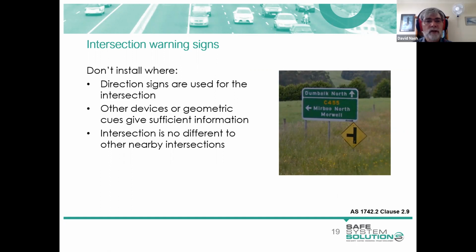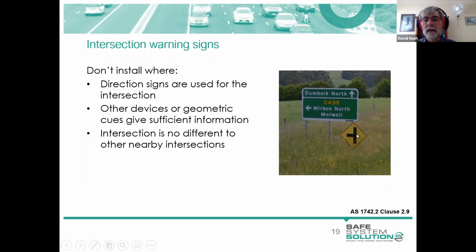Don't use these intersection warning signs unnecessarily, because then it reduces their effectiveness where they're really important. So you don't really need to put up an intersection warning sign if there is one of these big green direction signs, because the big green direction sign is telling you there's a road off to the left anyway. So you don't really need to have the intersection warning sign as well.